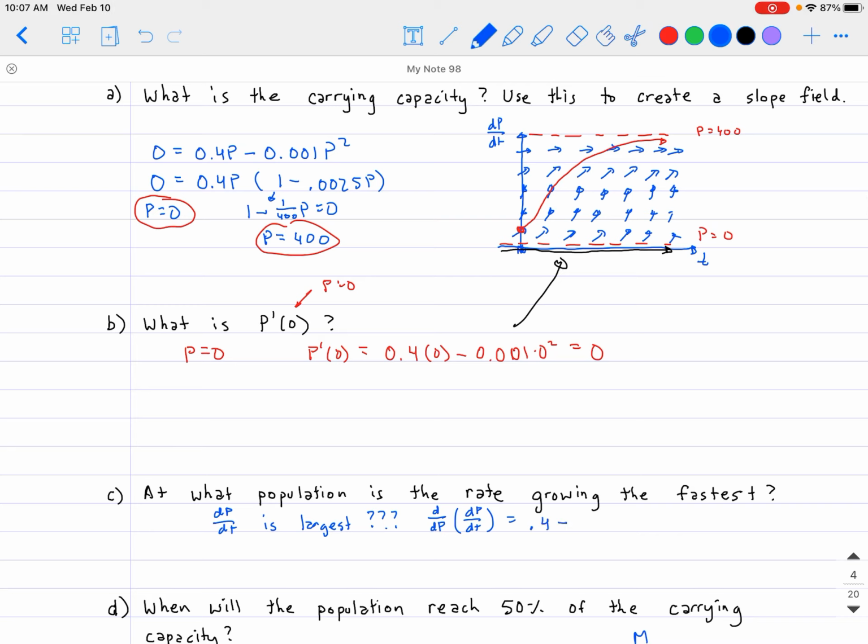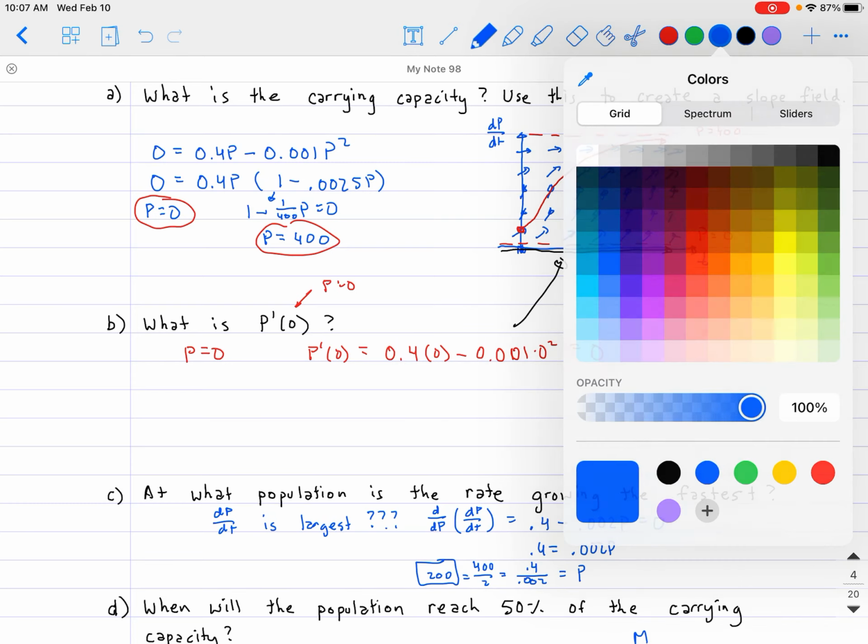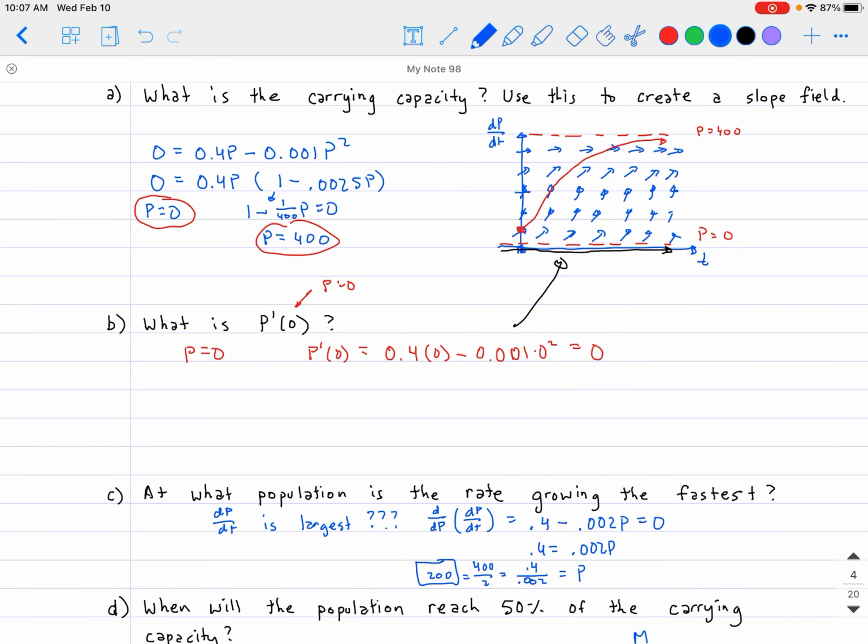So that's going to be 0.4 minus 0.002p, and I'm going to set that equal to 0. Actually I can just go ahead and move everything to one side. So 0.4 is equal to 0.002p. So p is equal to 0.4 over 0.002, and that's going to be 400 over 2, so that's equal to 200. And hopefully that does make sense, because earlier we were saying that when your population reaches half of its carrying capacity, that's where you're going to have the steepest slope. So that right there is just verifying it.